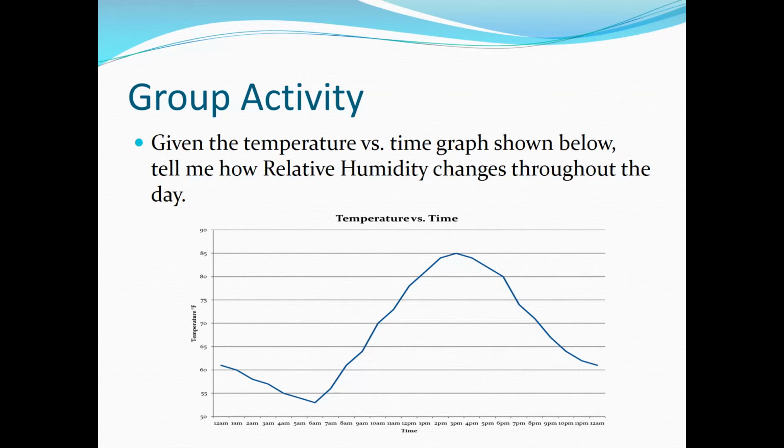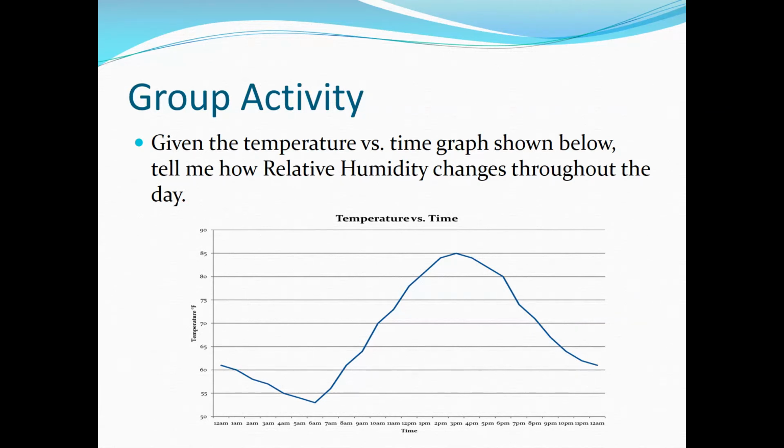Now, this actually has a pretty important diurnal variation to it. So this is an activity that I usually use in my classes for groups, and I think it's worth doing it here as well. So here I have a graph showing air temperature. So this is air temperature. How would relative humidity change during this time?